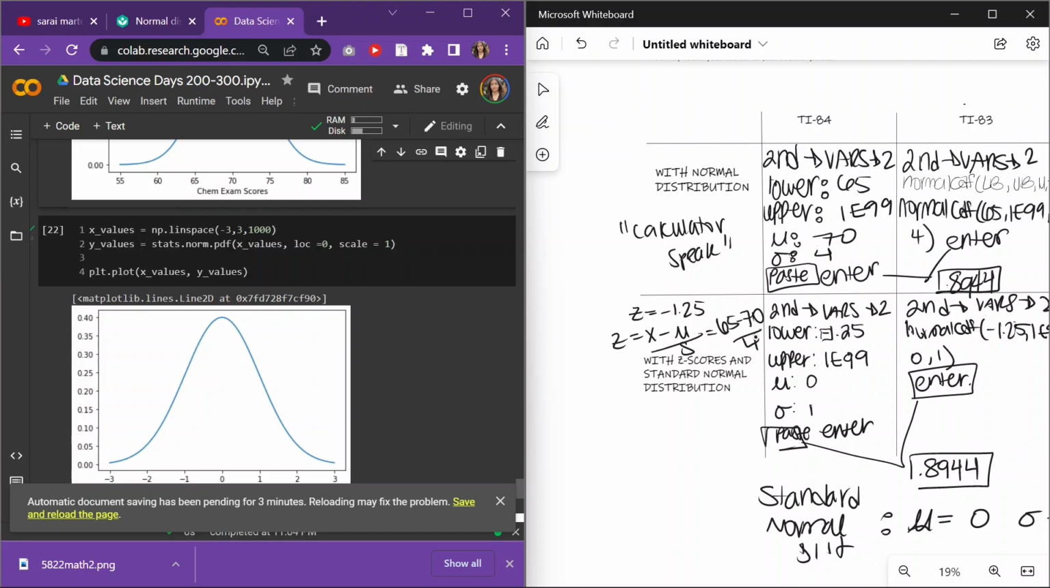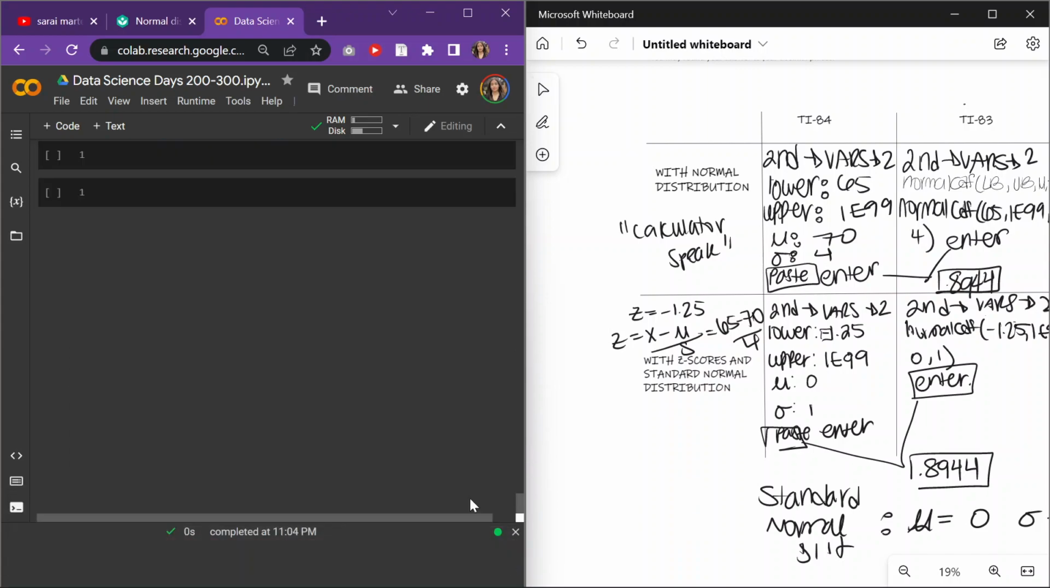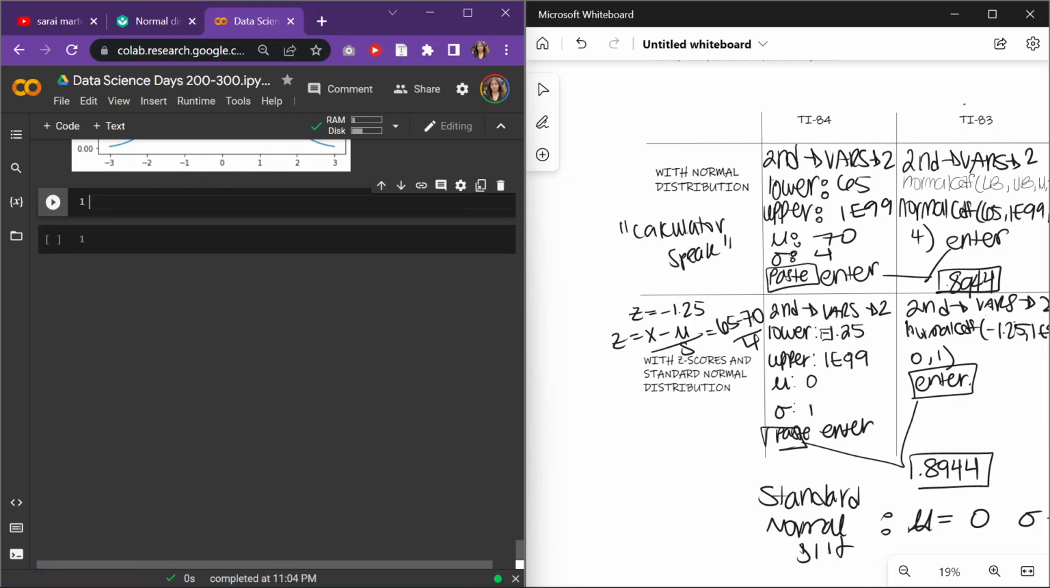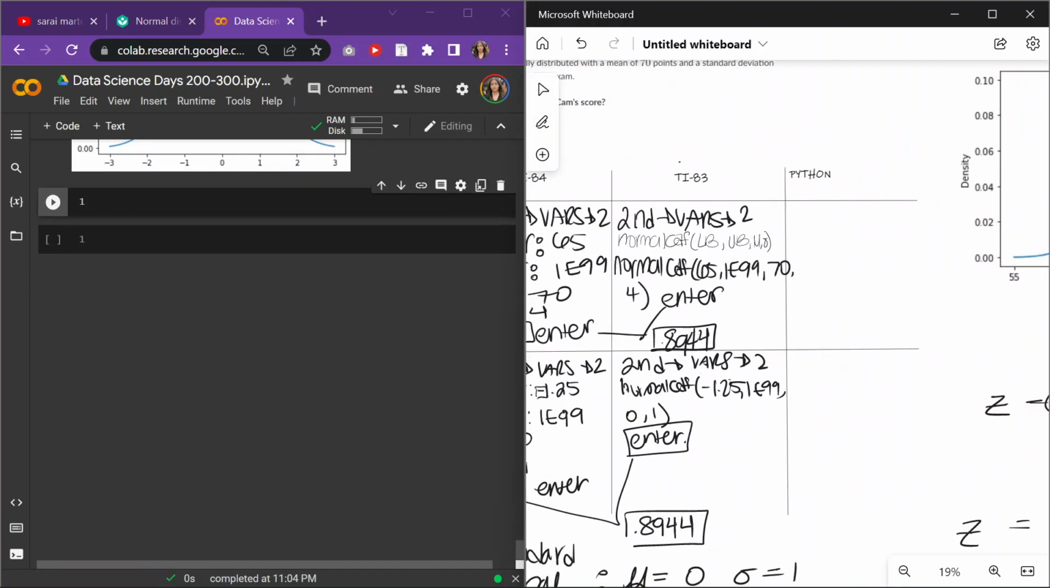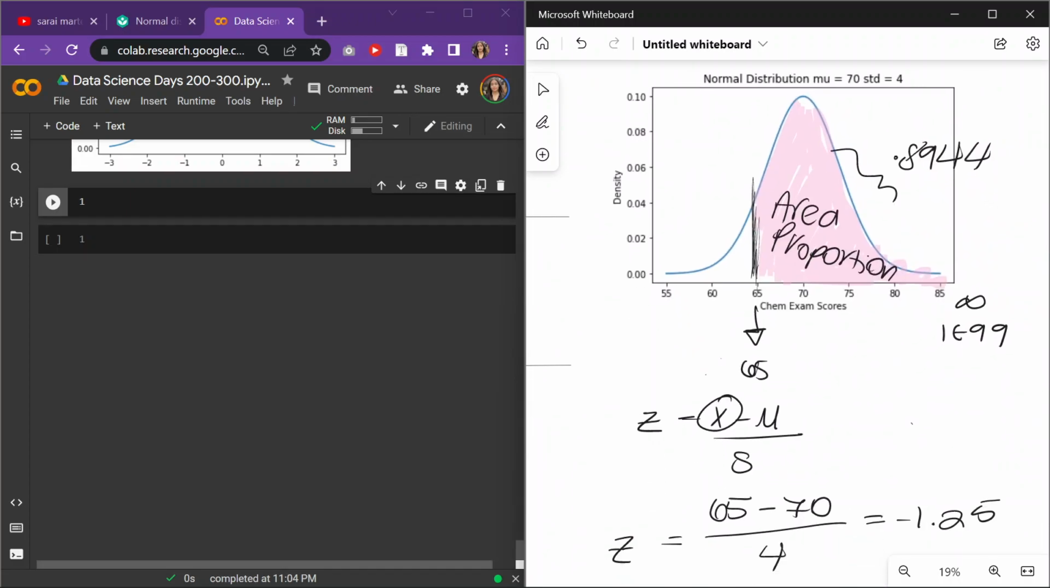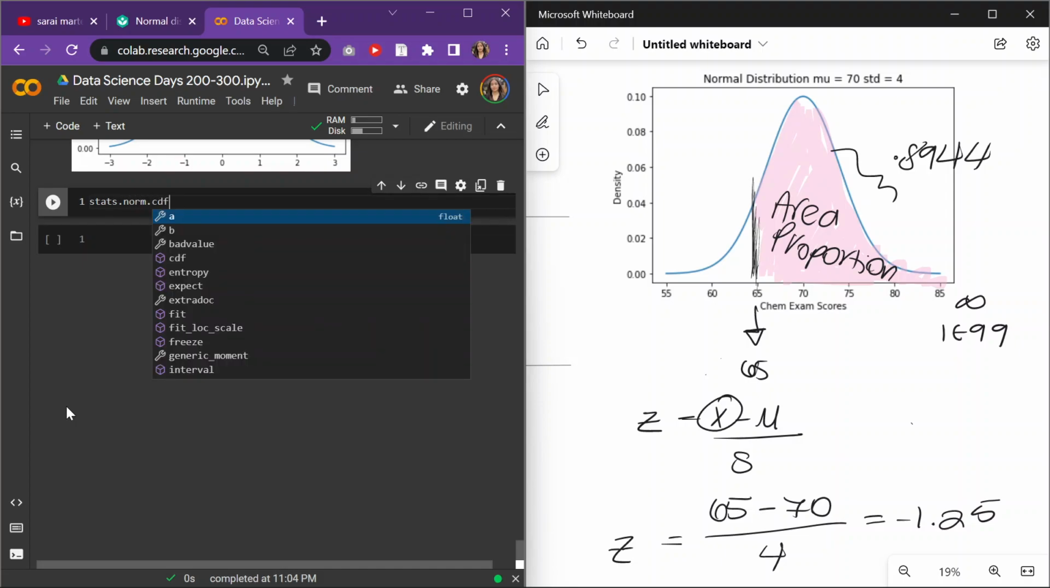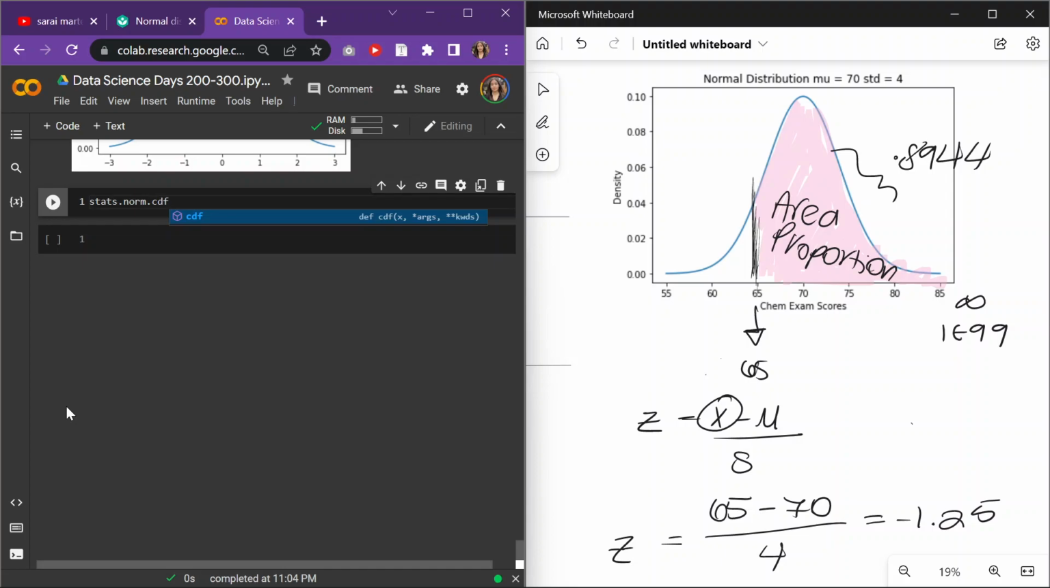Okay, so over here. So to find the proportion of exam scores in chemistry that are higher than Cam's score, we're going to do the following. So we're going to do stats.norm. Again, we're going to use a norm function, and instead of PDF, we're going to do CDF because we're trying to find the cumulative density of a certain point.